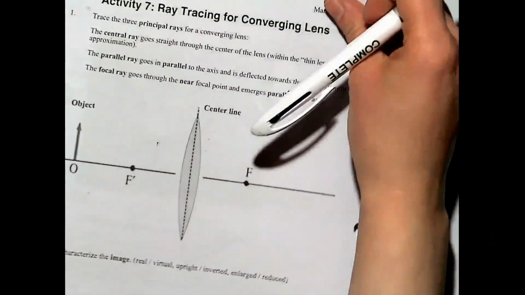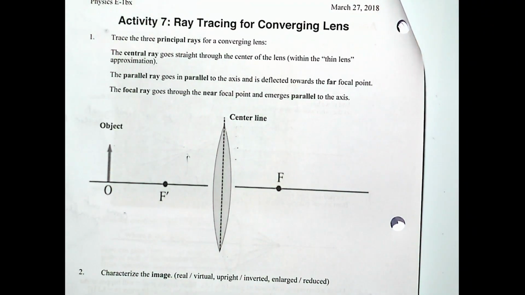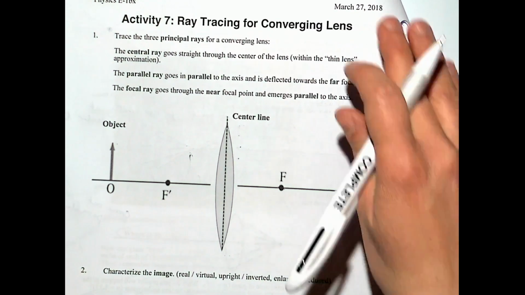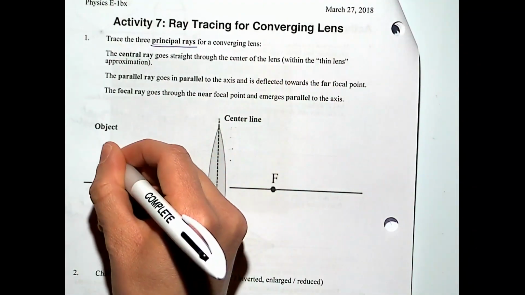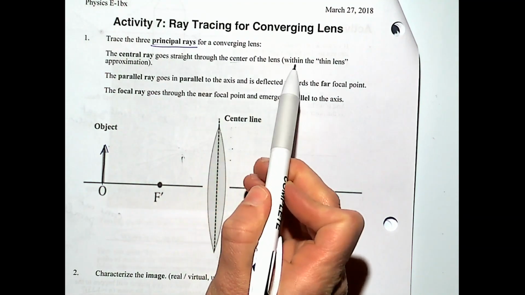So this is a lot like what we did for mirrors, except the rules are a little bit different. So let's do this one. So you guys can try it. This is good. So there are still 3 principal rays. So here's the object. There's the central ray, goes straight through the center of the lens.